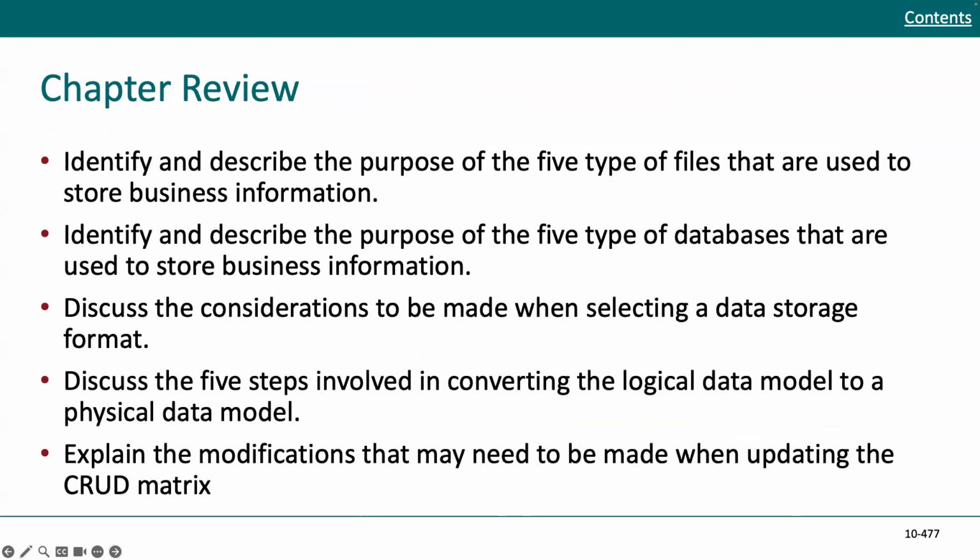All right, well, let's have two slides to do a review, and then we'll talk about key terms, and then we'll be done. So we identified and described the purpose of the five types of files that are used to store business information. We identified and described the purpose of the five types of databases that are used to store business information. We discussed the considerations to be made when selecting a database storage format. We discussed the five steps involved in converting the logical data model to a physical data model, and we explained the modifications that may need to be done when updating the CRUD matrix.